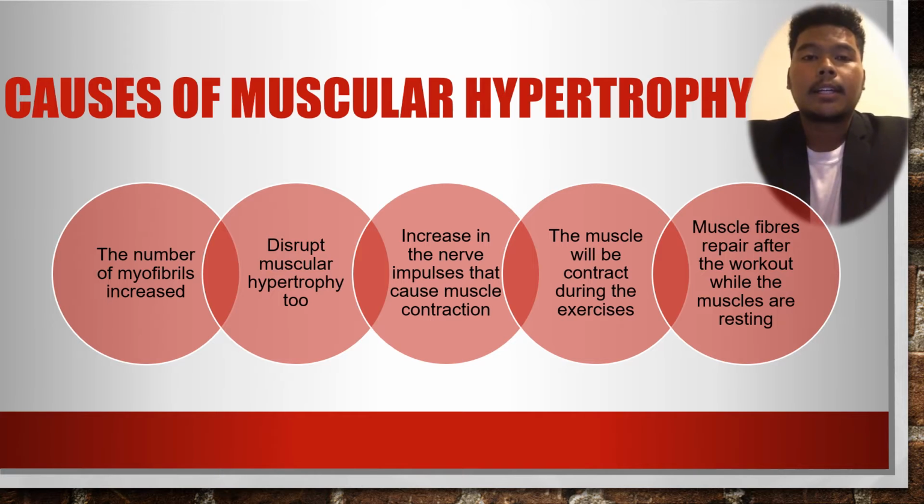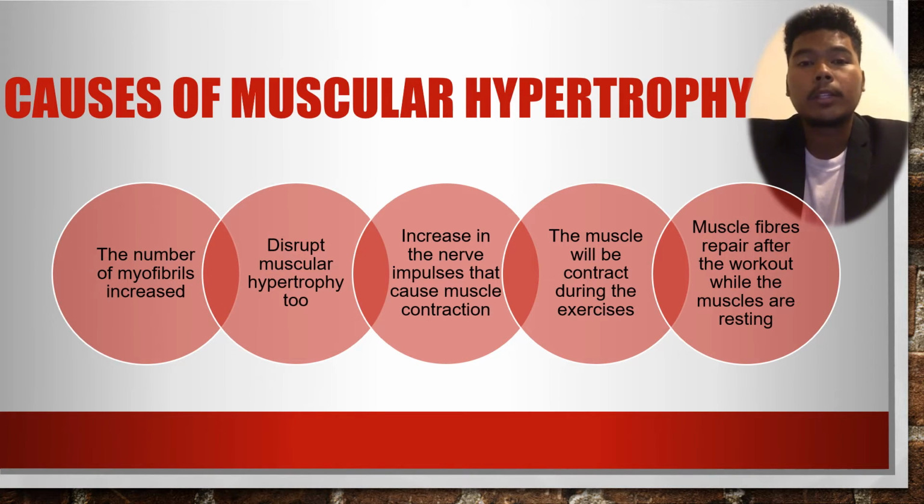Next, an increase in the nerve impulse that causes muscle contraction. Why does the process happen? It is because the chemical message, also known as the neurotransmitter called acetylcholine, binds to receptors on the outside of the muscle fiber. That starts a chemical reaction within the muscle.